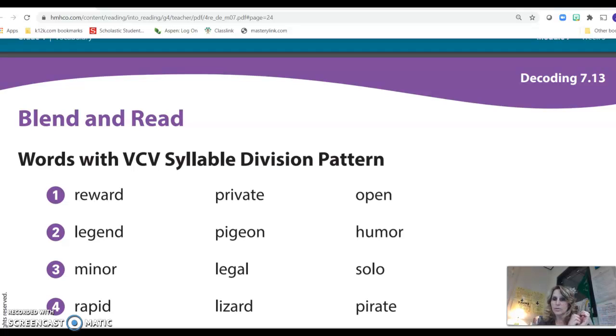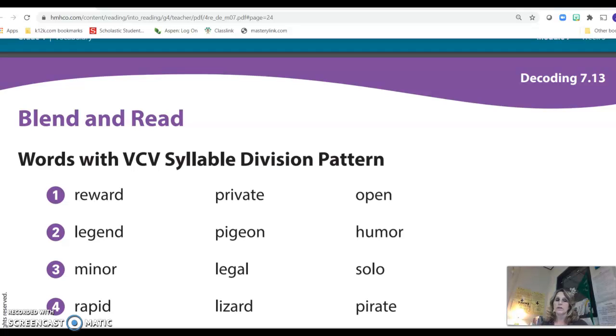Next one is the word private. Two syllables. Listen to the I. Pry. It's a long sound, so we would put the line after the I for private. Next word. Open. Two syllables again. O being the first syllable, open. O is a long sound, so we would put the line after the O in front of the P to break that word apart.